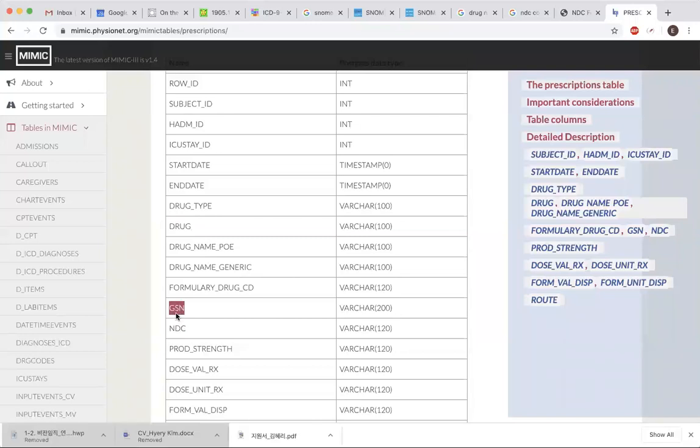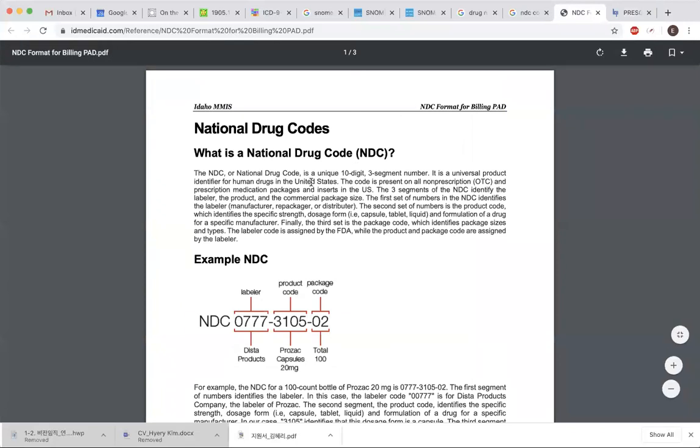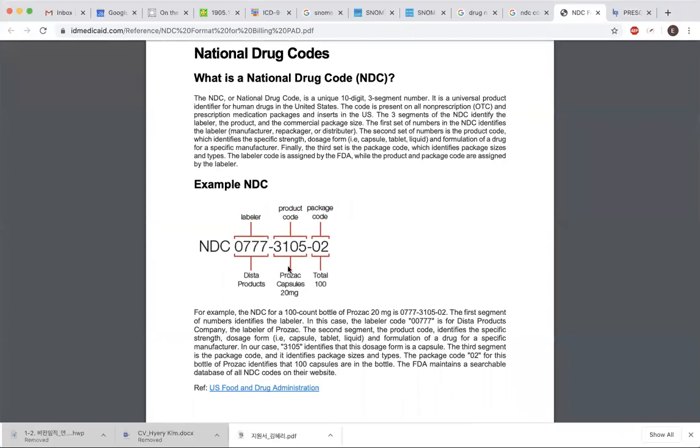GSN is one of the ways to represent a drug. NDC is probably one of the most popular ways to represent a drug. So NDC is National Drug Codes. And as you can see here, it consists of about 10 or 11 digits.